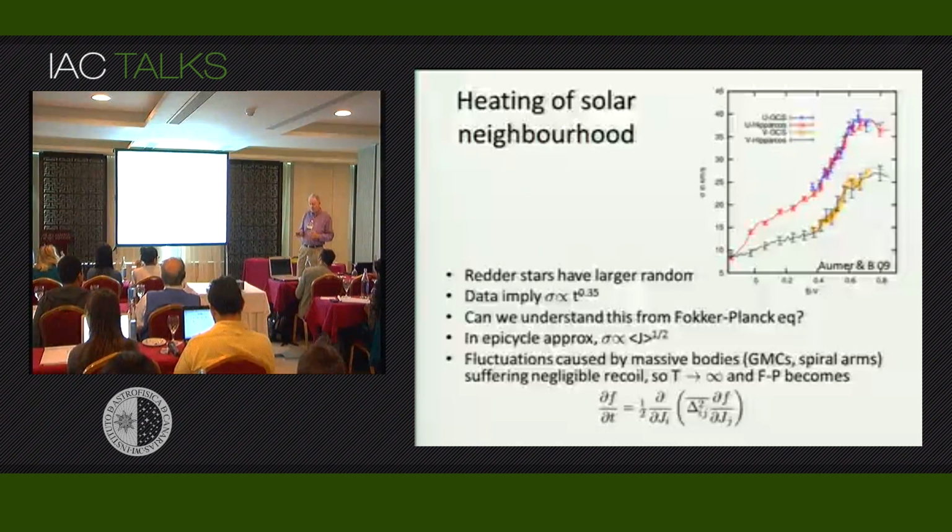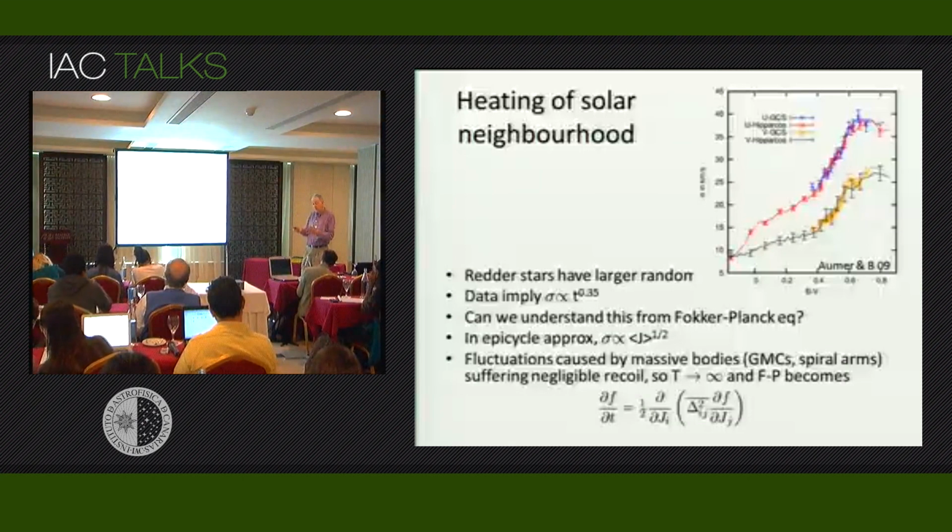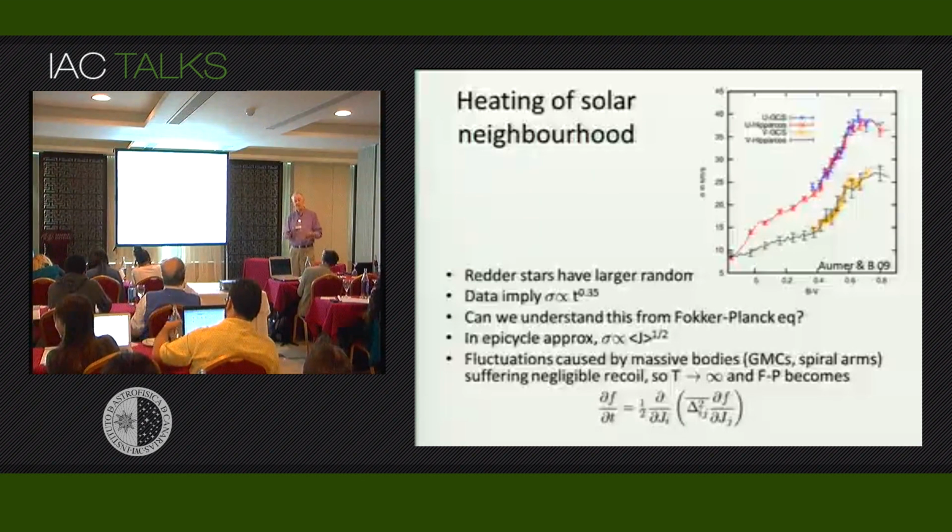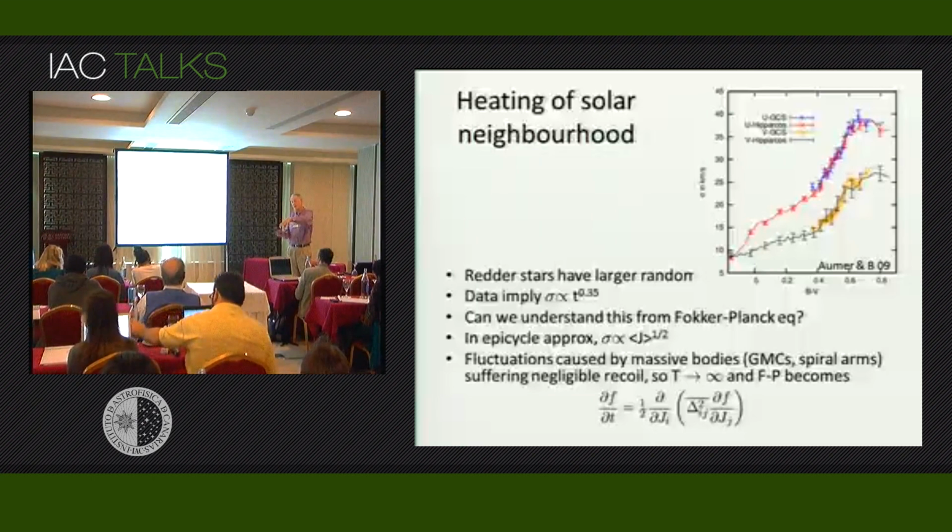So the prime candidates are giant molecular clouds, big clouds of gas that move through the disk with masses maybe of 10 to the 5 solar masses, and their gravitational fields scatter stars. Another rather likely source of fluctuations is the spiral structure. A spiral arm is an object which might have 10 to the 7 solar masses or so. So the masses of the things that do the scattering are very large compared to the masses of an individual star.